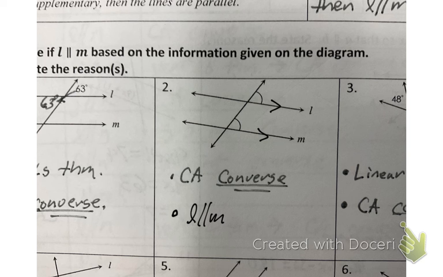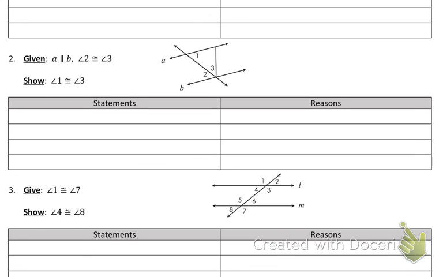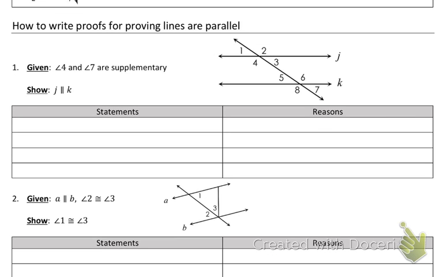Okay, today we're going to do some proofs. We're probably not going to get through all of them. We're a bit delayed, just the way the day worked out. But we're going to write some proofs proving lines are parallel. So Michael, this goes back to your question. If you look at the first thing, it says angle 4 and angle 7 are supplementary. I need to prove that J is parallel to K. To prove they're parallel, I have to use converses.